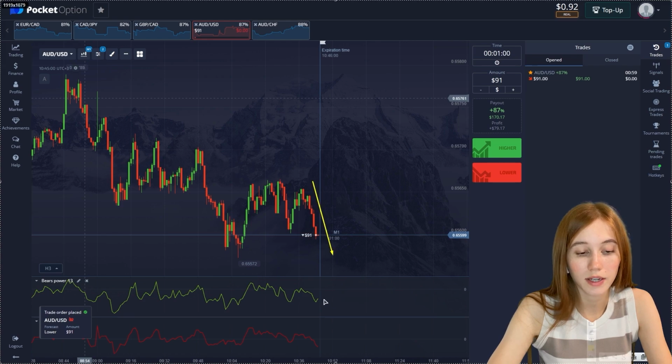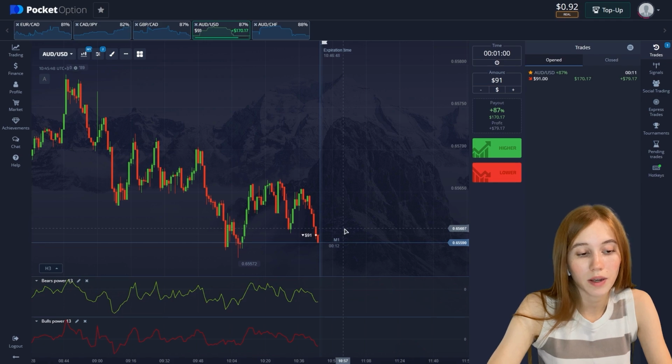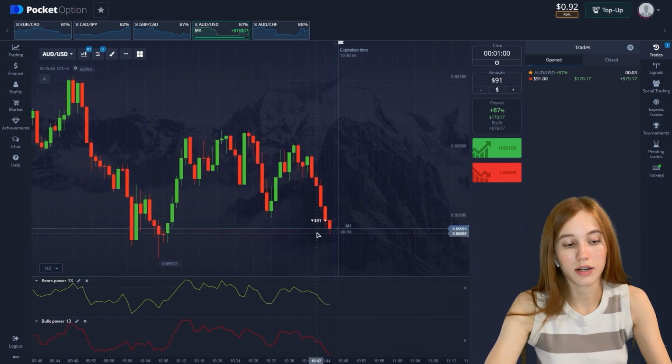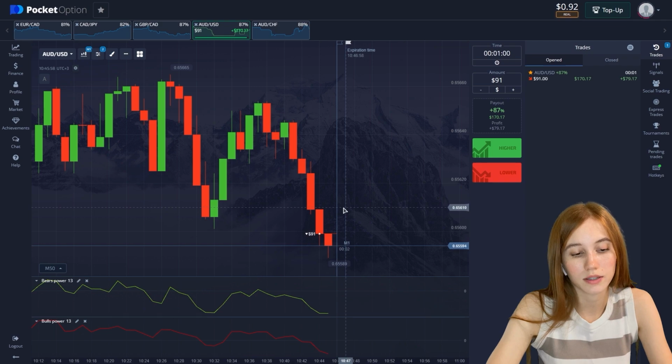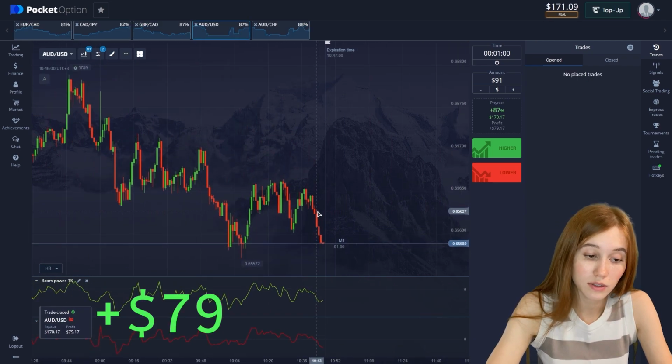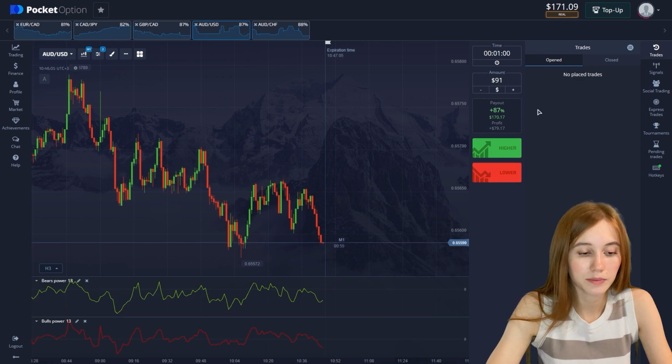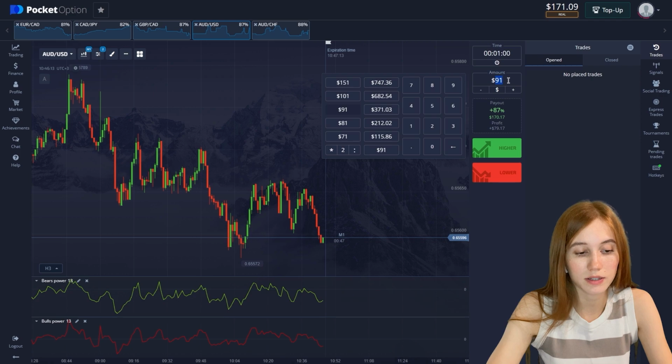If we look at the indicators, bearish power prevails. So everything has peaks of opening for decline. That is what we did. There are less than 10 seconds before the deal is closed, and the deal is closed in plus. The balance is $171, and let's increase the amount to $170 and move on to the next concept.